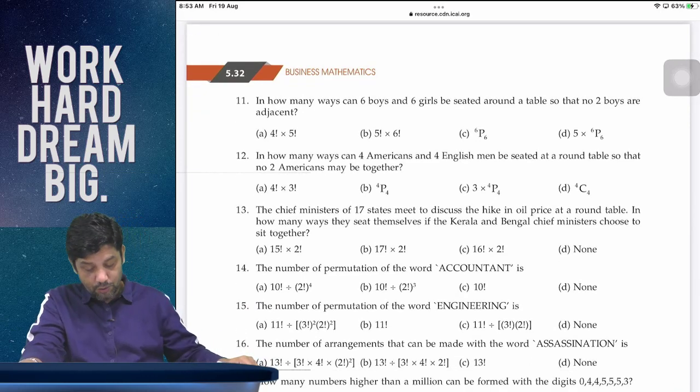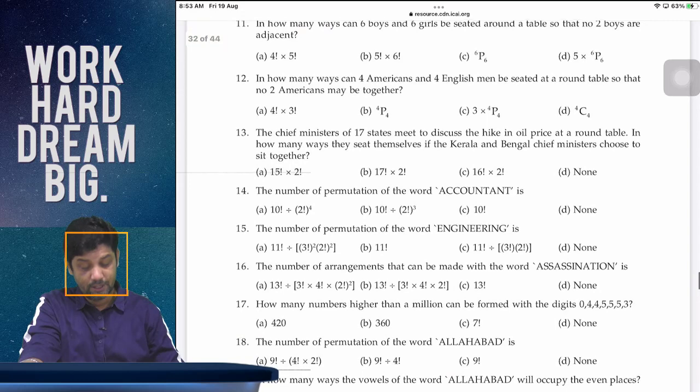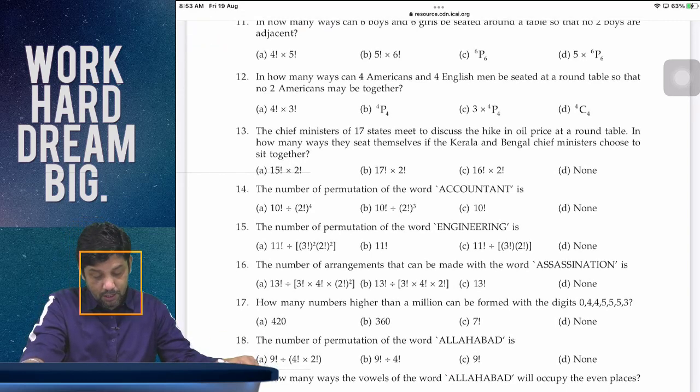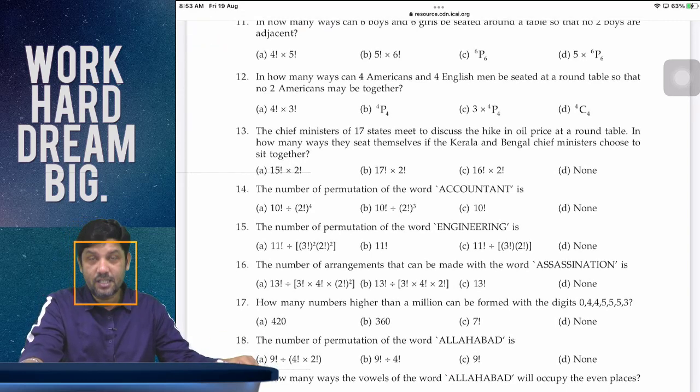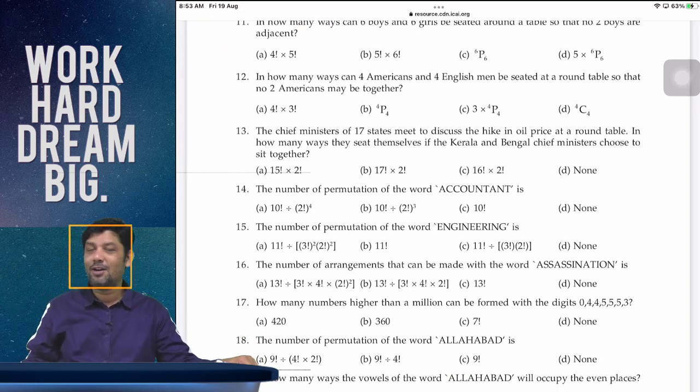That is also a round table. 13 also round table. Am I right? Now, next, 14 sum. A round table and all, not rocket science.